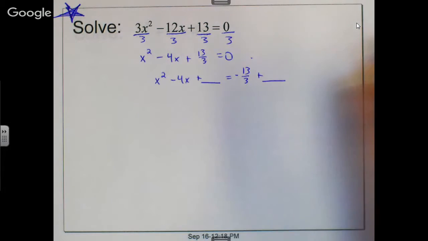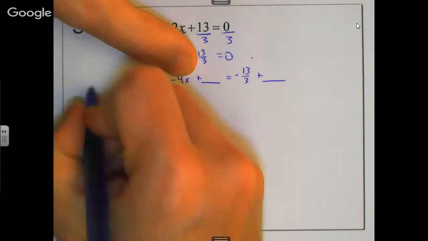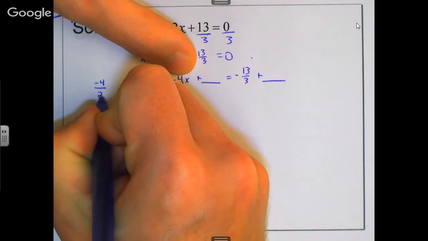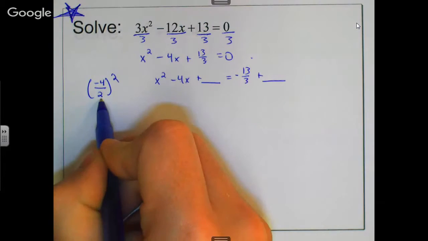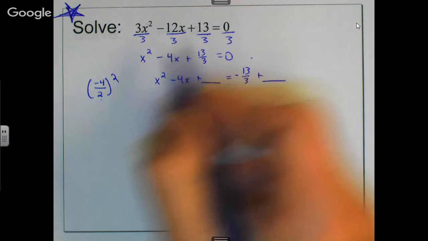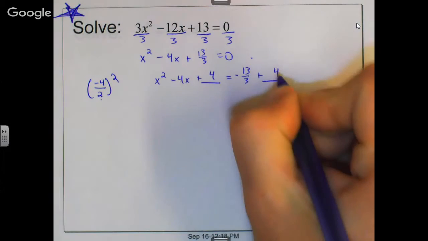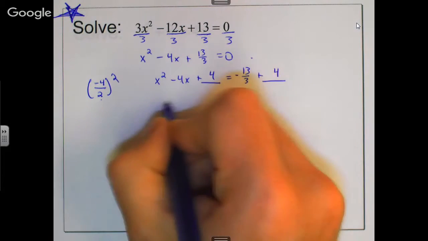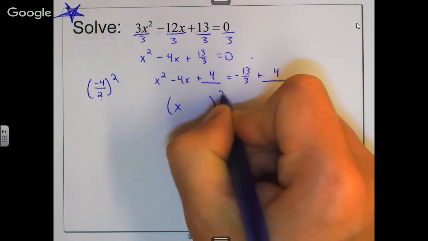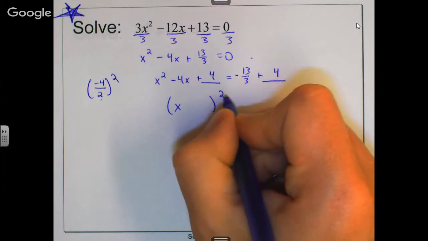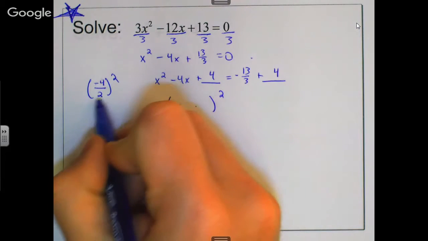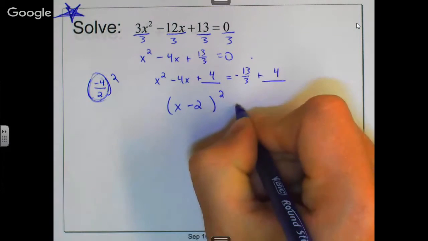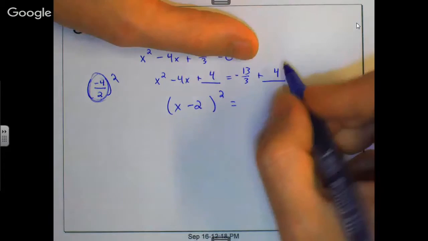How do I know what goes in the blank? That is b, so negative 4 divided by 2 squared. So negative 4 divided by 2 is negative 2, squared is 4. So then we will factor this left side as a perfect square. So x plus or minus something squared. What goes in here? Well, it's this right here, so the minus 4 divided by 2. So minus 2 equals, now we've got to add these two together.